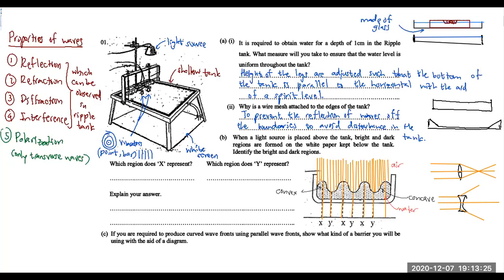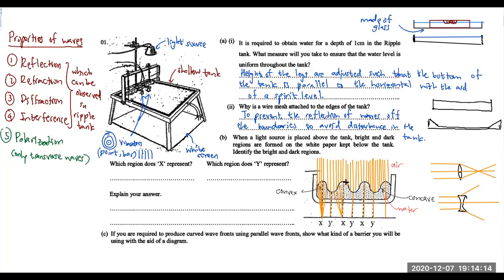The rays which are at the convex surface, what will they do? They will all converge to that point, the focal point. From the concave surface, they will diverge. From the convex part, they will converge. From the concave part, they will diverge. So most of the rays will reach X regions, and the rays reaching Y regions will be very, very less.